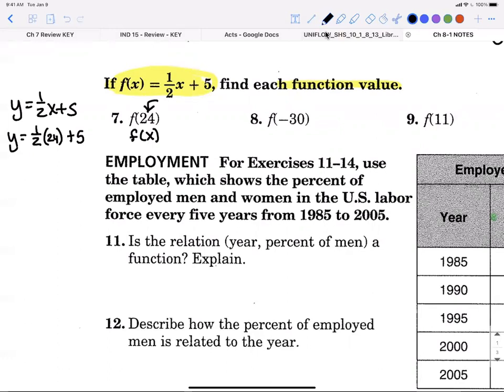So when you're asked to evaluate a function, they give you the ingredients, you plug the ingredients into the function, and then it's going to spit out a y. So that means that if I take 1/2 of 24, that's 12, and 12 plus 5 is 17. So f of 24, which means when I plug the ingredients 24 into my f function, it spits out the value 17.